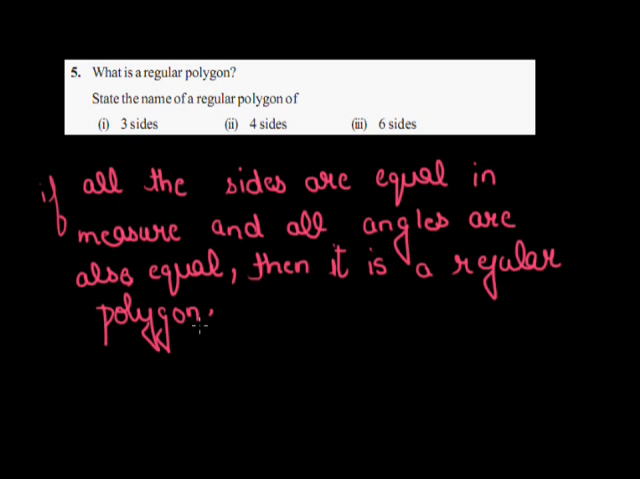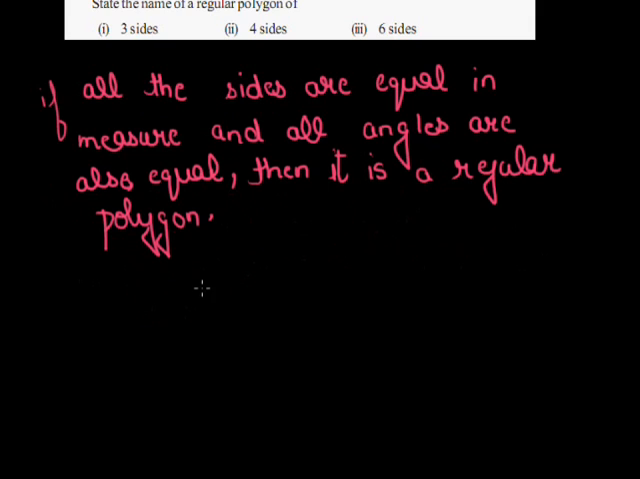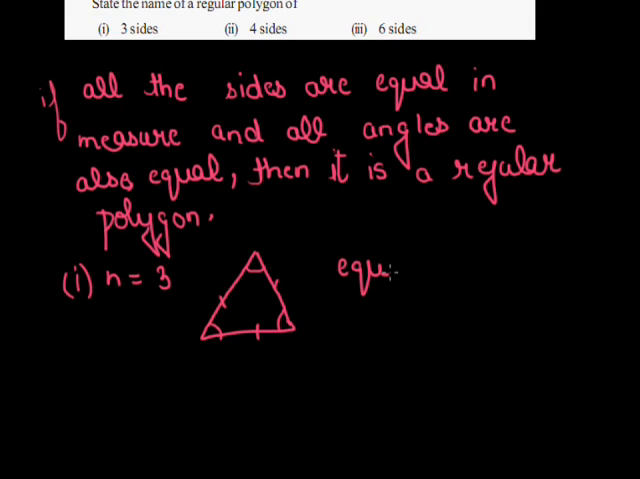Okay, now state the name of the regular polygon if n is equal to 3 sides. That is, the number of sides n is equal to 3 in the first part. So if n is equal to 3, that means a triangle in which all the sides are equal and also all the angles are equal, then only it is a regular polygon. So if all the sides and all the angles are equal in a triangle, it is an equilateral triangle.